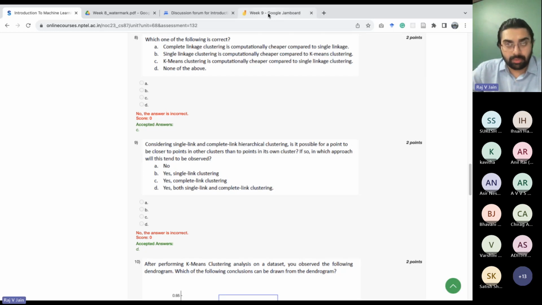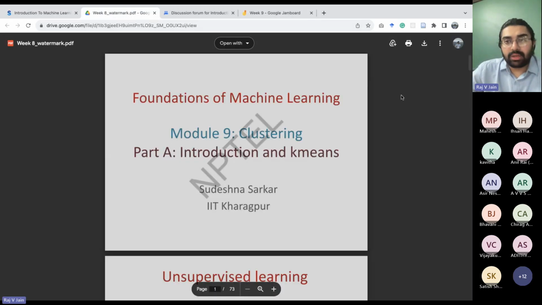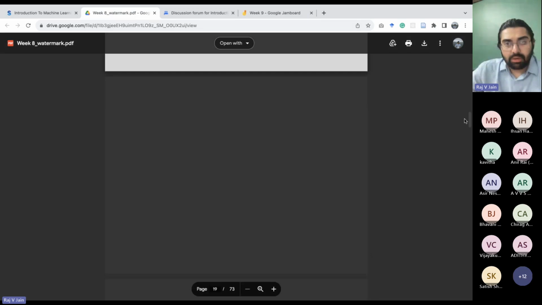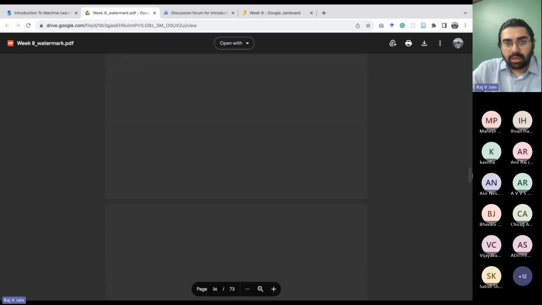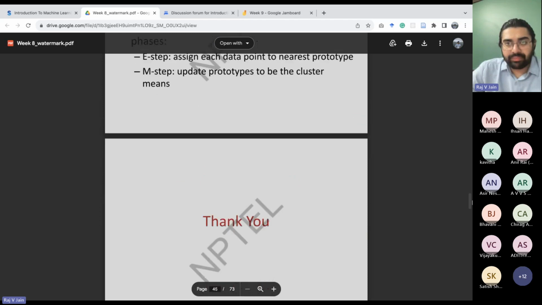No, no. So then why is it computationally cheaper? It's not cheaper. It's not cheaper. So both have the same complexity. Same complexity? No, no. But in your lecture notes, if you see, what is the computational complexity for both the algorithms? Is it the same?